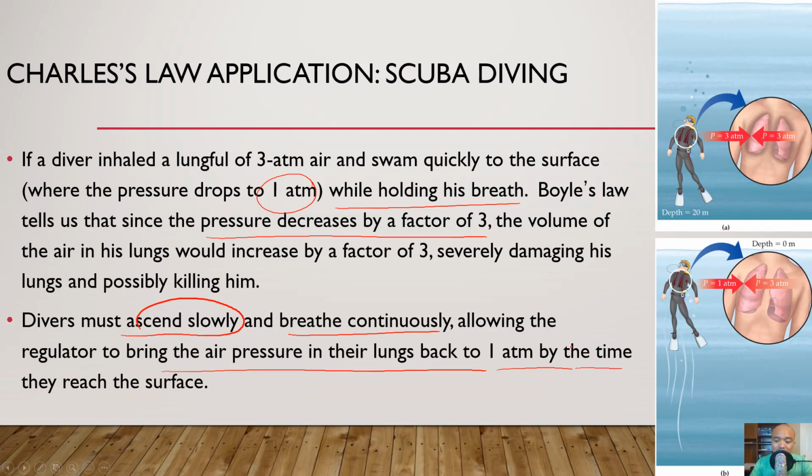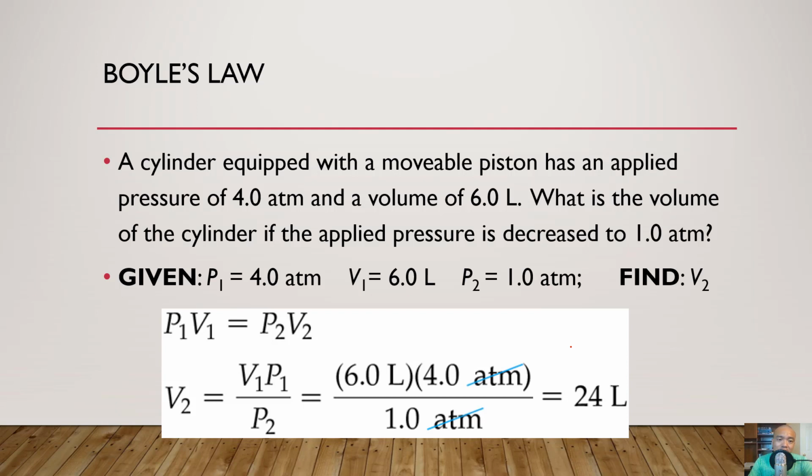Let's look at a calculation based on Boyle's law. Remember, for Boyle's law, P and V are inversely proportional to each other, or P times V is a constant. But this is not practical in the calculation. A more practical equation would be, under condition 1, P1 times V1 will be P2 times V2. So in this question, a cylinder equipped with a movable piston has an applied pressure of 4 atm and a volume of 6 liters. What is the volume of the cylinder if the applied pressure is decreased to 1 atm?